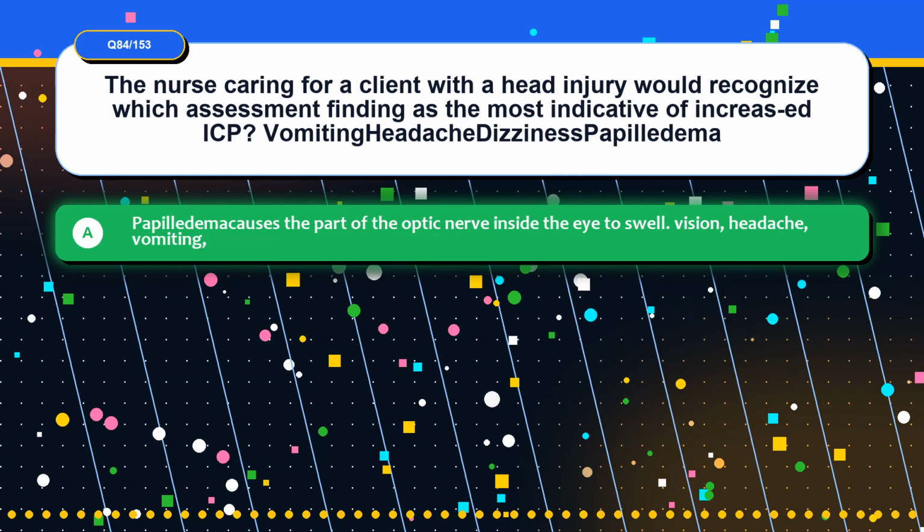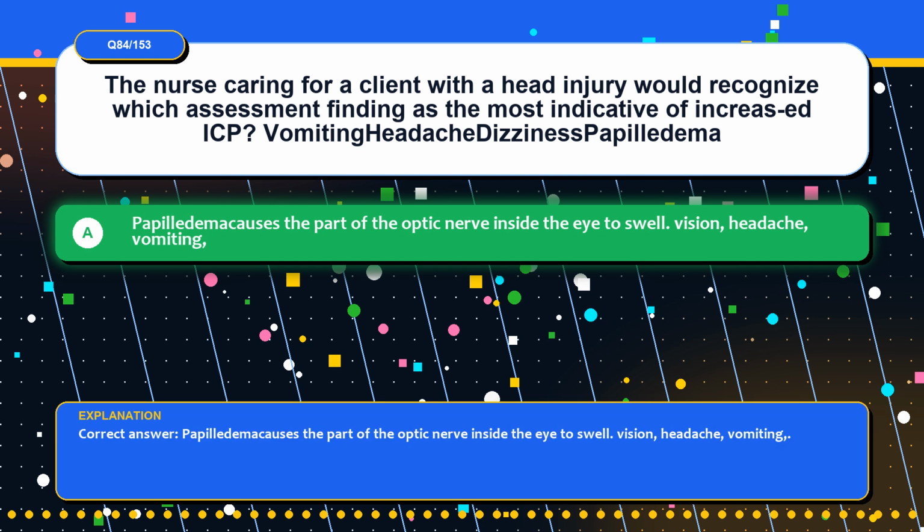The correct answer is option A. Papilledema causes the part of the optic nerve inside the eye to swell, vision, headache, vomiting.